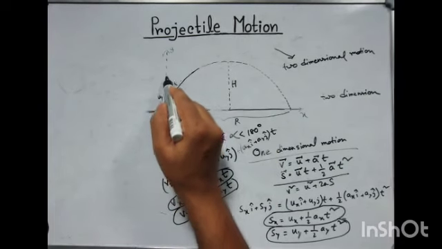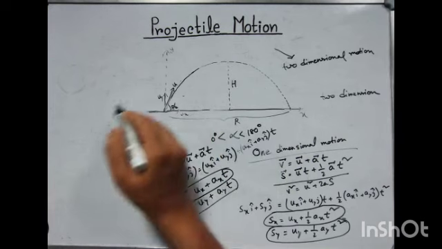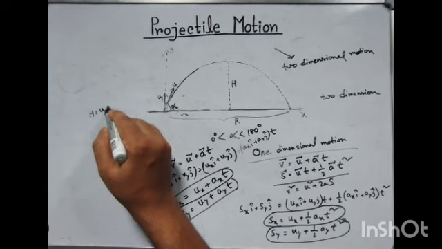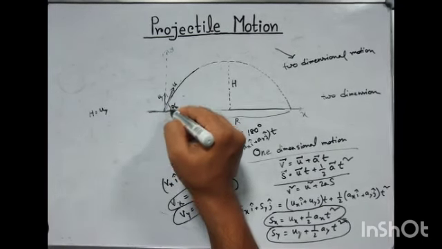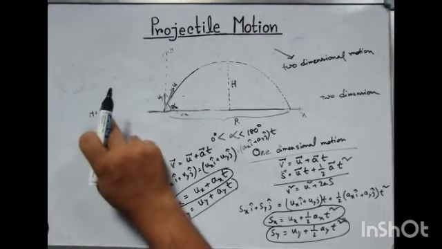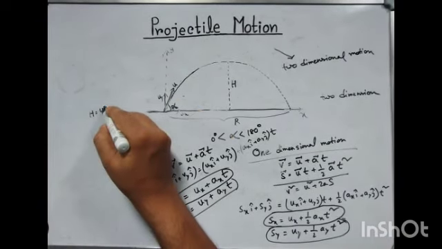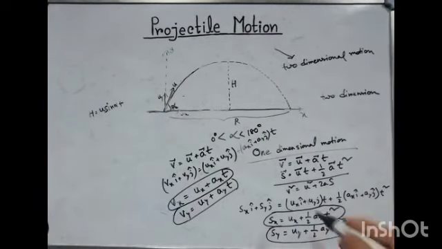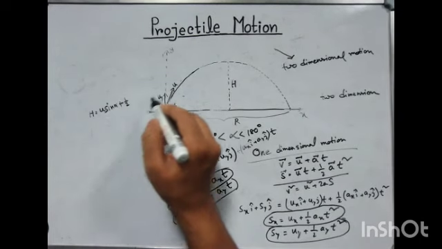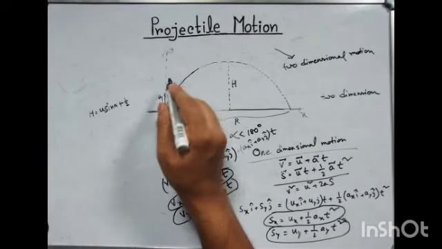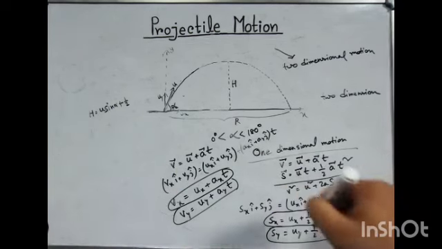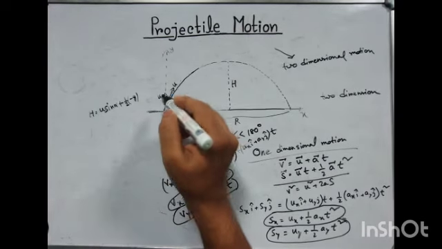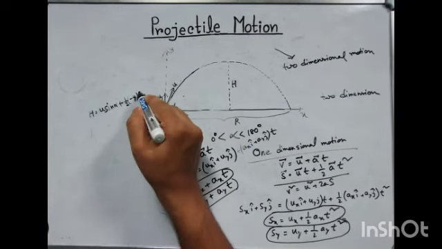So along the y-axis the maximum height will be h, so h equal to uy t. What will be uy? u cos alpha is ux and uy will be u sin alpha. So this will be u sin alpha t plus half ay t square. What is ay? Along the y-axis only gravity is working, so ay will be minus g. Why minus g? Because g is working along the negative y-axis, so minus g t square.